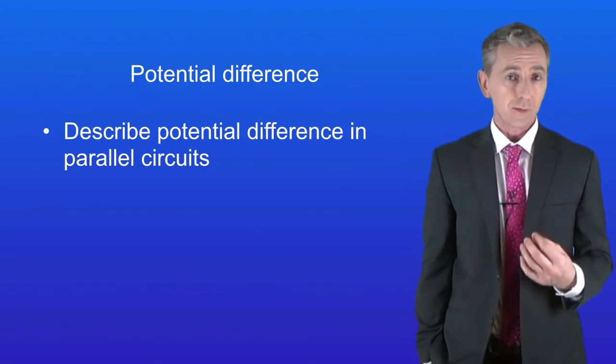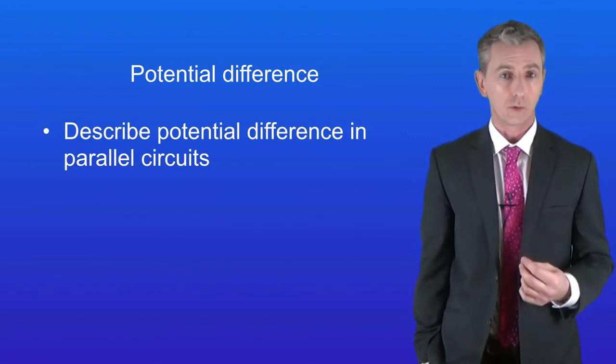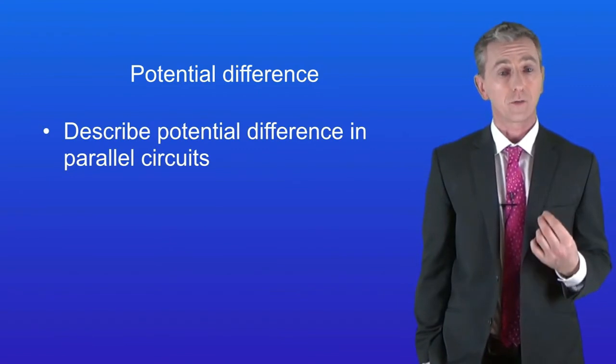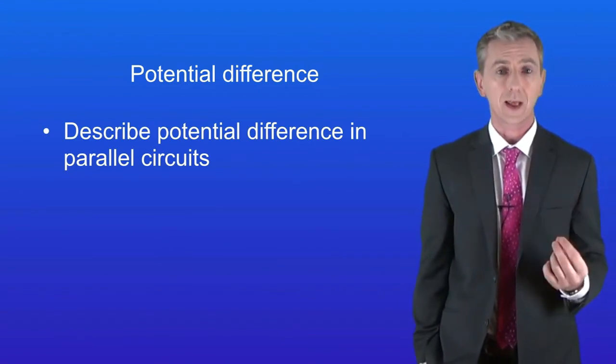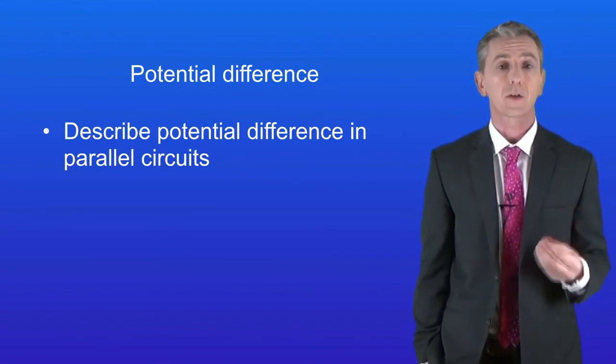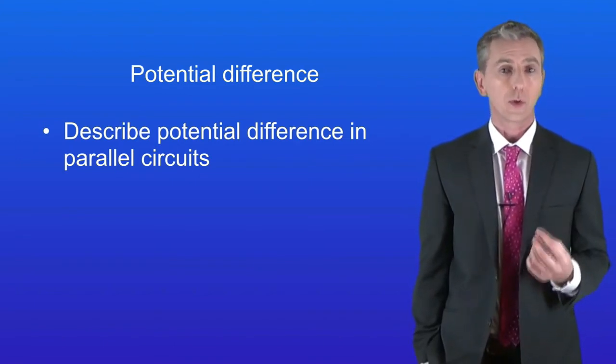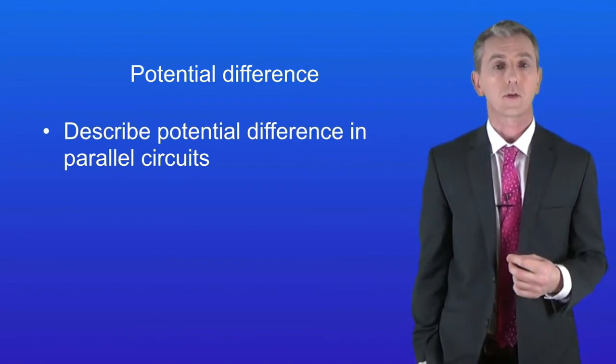By the end of this video, you should be able to describe potential difference in parallel circuits. In previous videos, we've been looking at the idea of current. We said that current is a flow of electrons moving from the cell, around the circuit, and back to the cell. In the last video, we started looking at potential difference.